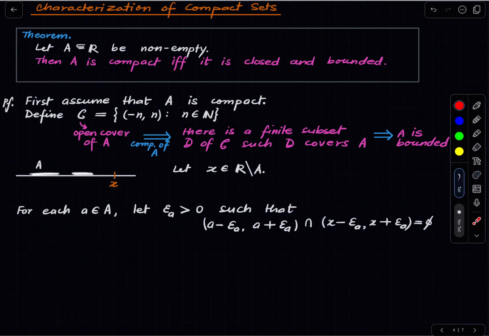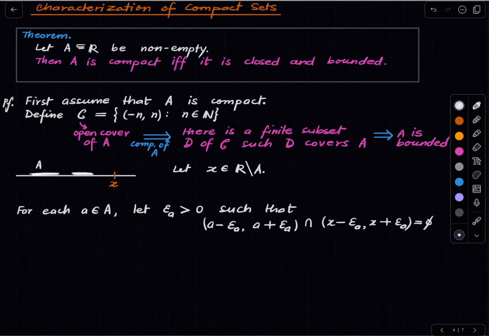Why is this? This is very simple. You pick some a in capital A. Since it is distinct from x, x being outside A, you can choose some small epsilon such that the corresponding open intervals are disjoint. In fact, you can choose epsilon to be half of the distance between a and x. Fine, so we can do this.